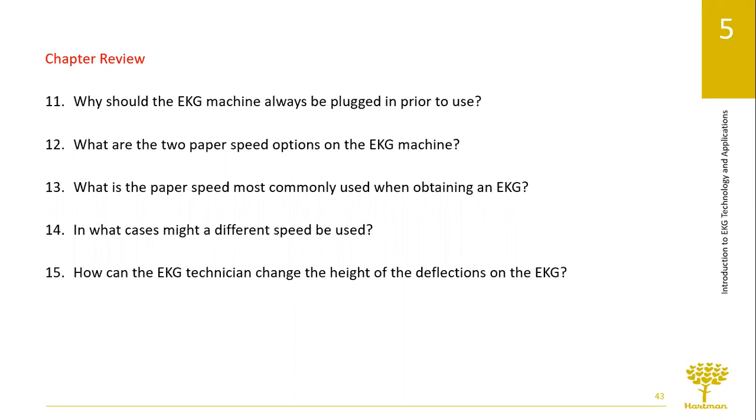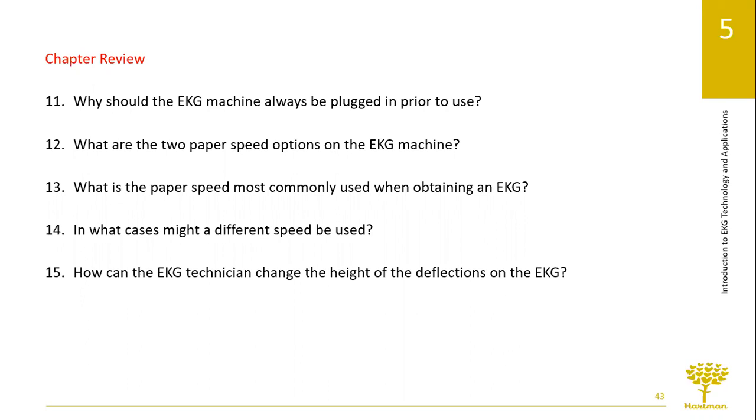12, what are the 2 paper speed options for an EKG machine? Well, I've seen 25 and I've seen 50. 25 is your standard speed, and 50 would basically mean the paper spitting out twice as fast. So it would have the effect of making it look like the rhythm slowed down to half the speed.